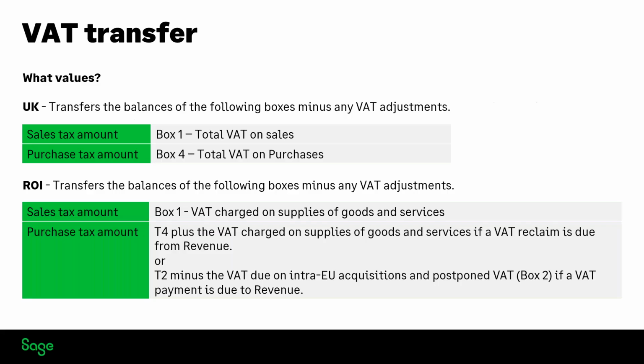Now, obviously there is a difference in what transfers. So again, we've got those documented. Where does it get the figures from? For instance, in the UK, your box 1 will be the total VAT on sales. So the element that is journaled from your sales tax control account across to the VAT liability is essentially the box 1 figure. For the purchase tax control, it's the figure from box 4. And for Republic of Ireland, you've got the detail there as well. I'm not going to go into the detail of that one. I'm just going to show you how it transfers them across and what options you've got.